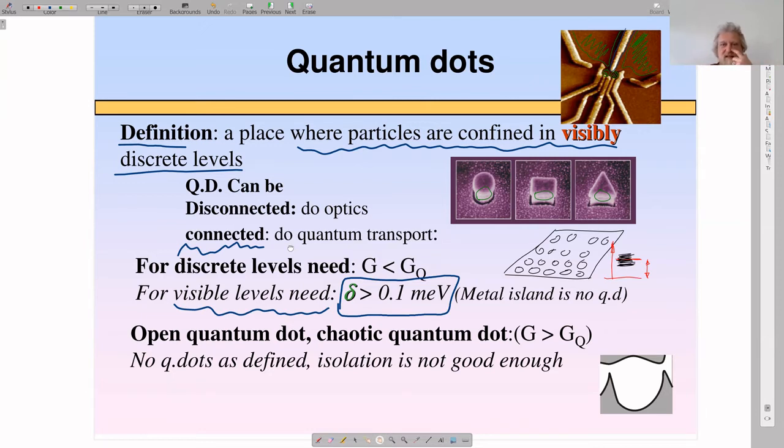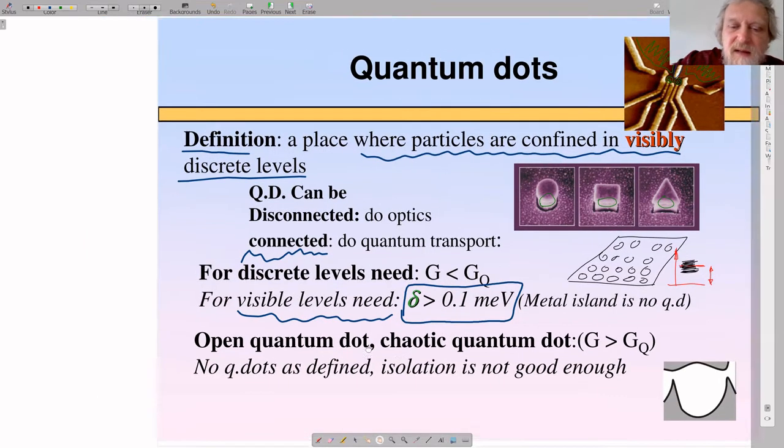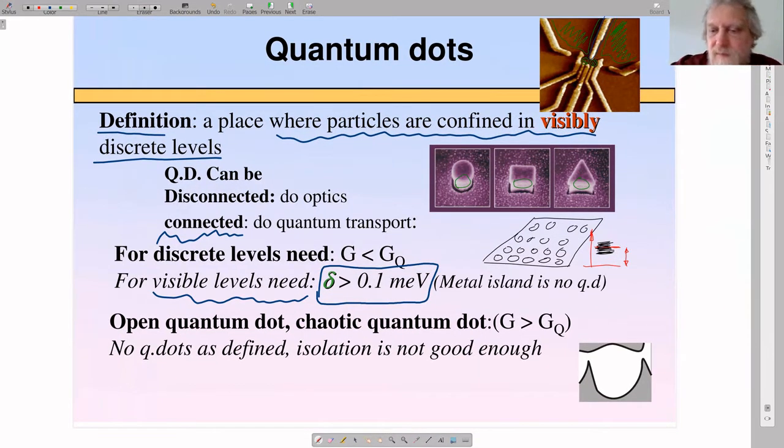However, people tend to misuse the language a bit, and they sometimes call quantum dots, chaotic quantum dots, even structures like this, when we just have some, I would say, cavity. I would call it a chaotic cavity, whatever they call it, dots, and the conductance of these contacts is bigger than GQ. Therefore, it doesn't qualify as quantum dots. There are no discrete levels in there. Isolation is not good enough. Fine.